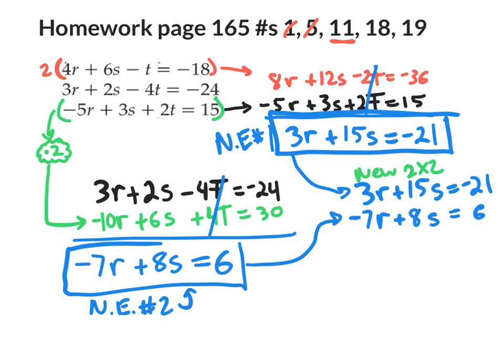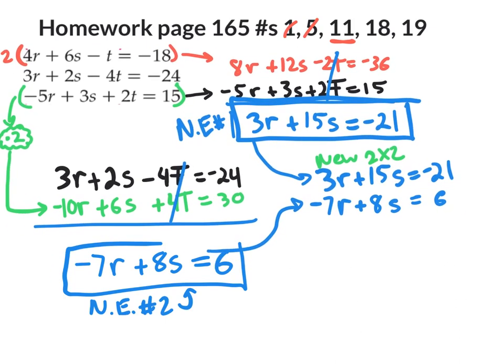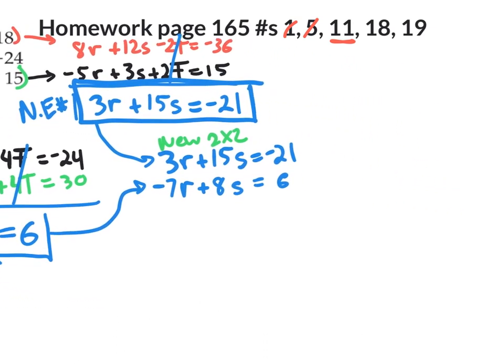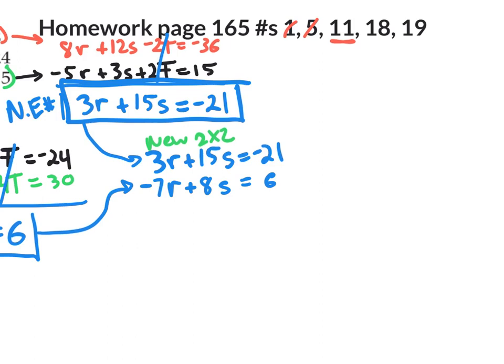So let's do that. Hold on a sec. Let's make some space here. What would you like to cancel, r's or s's? Which one's a little easier, do you think? I would say r's, right? Because I'd have to change this to a pretty big number and this to a pretty big number. It's easier to do 21 and negative 21. So let's modify both. Multiply by 7, multiply by 3.